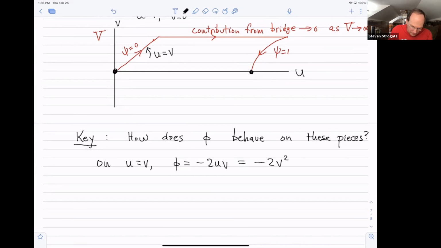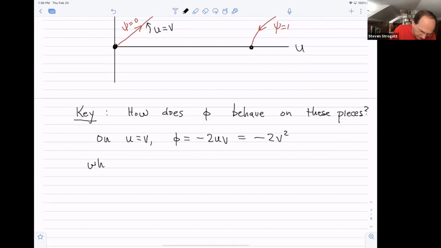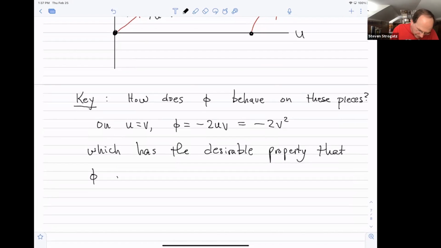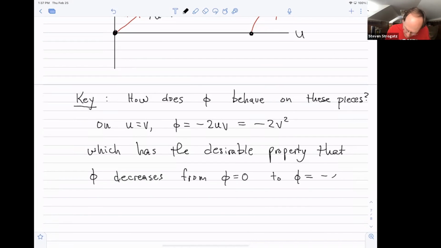And what's nice about that is this has the desirable property, or the advantage, that phi decreases from phi equals 0 to phi equals negative infinity as v runs from 0 to infinity.